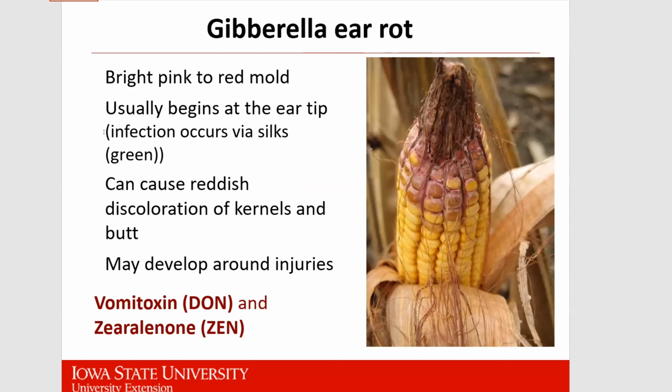Gibberella and Fusarium can be a little bit difficult to distinguish from one another, but Gibberella forms this kind of pinkish red mold. The big key that you're looking for is it usually starts to form at the tips because infection takes place via the silks. It may also develop around injuries though, and it produces, like I said, that DON or that zearalenone toxin.